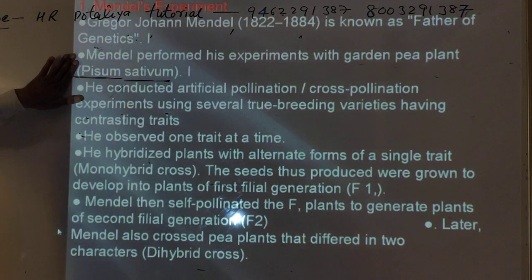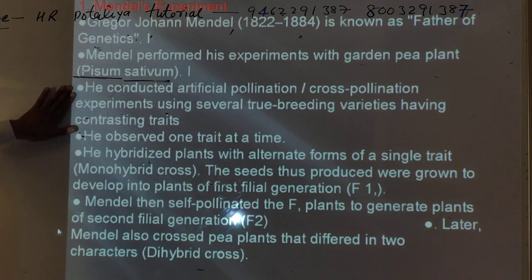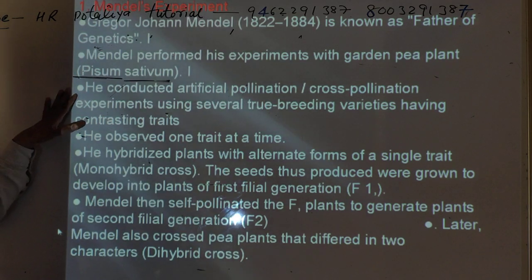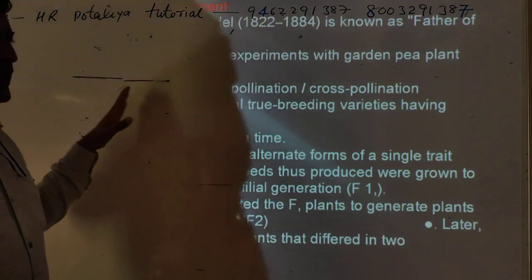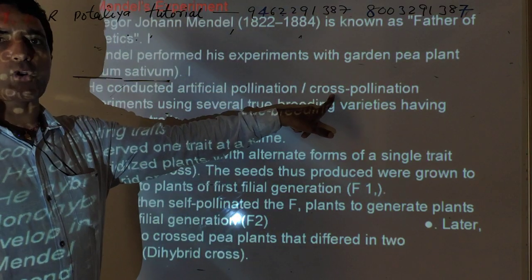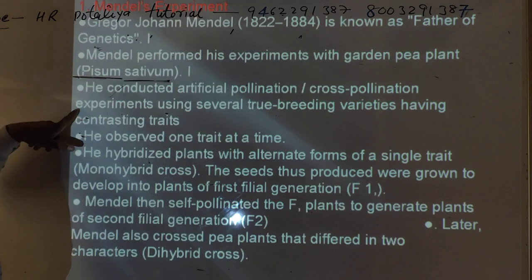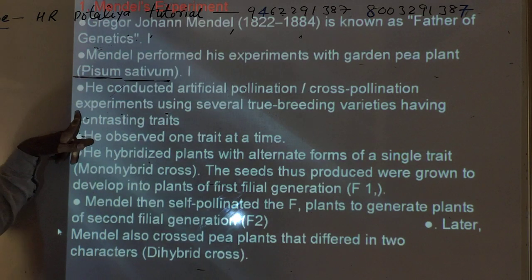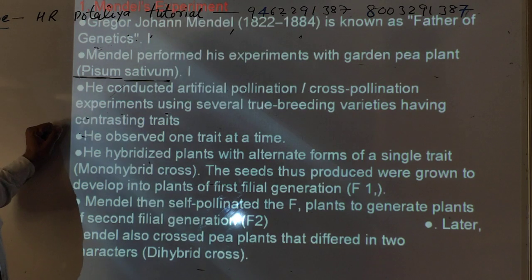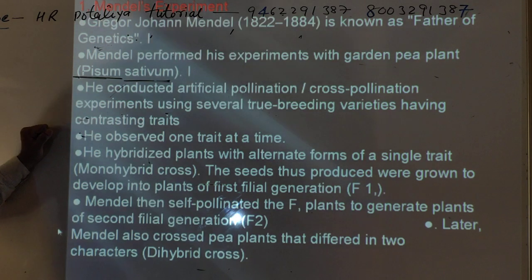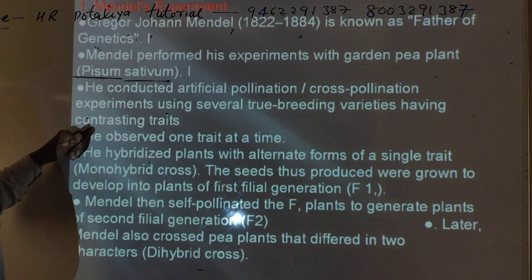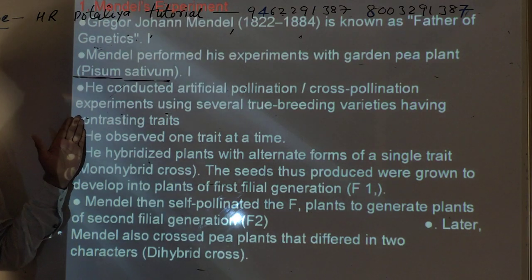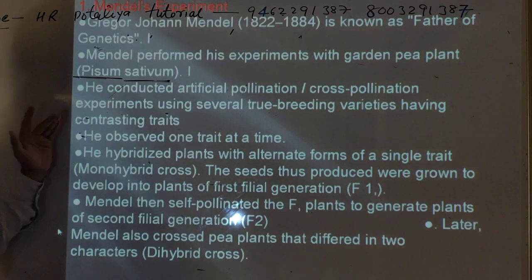He conducted experiments on Pisum sativum. He used artificial pollination, meaning self pollination was changed to cross pollination, along with the emasculation method. The experiment used two breeding varieties having contrasting traits, meaning we conduct a cross between different traits.